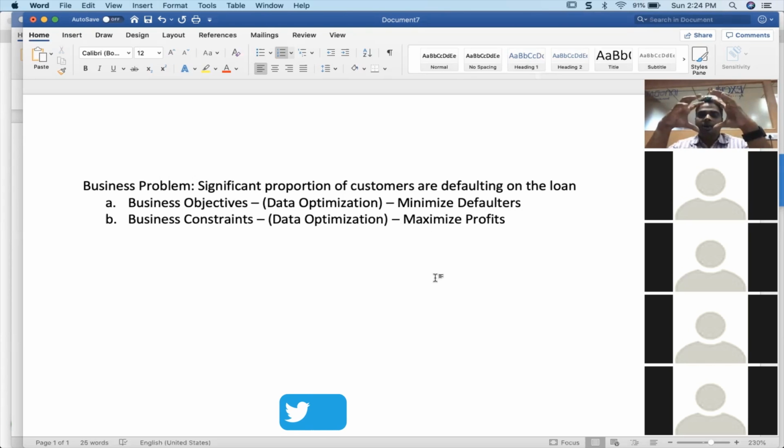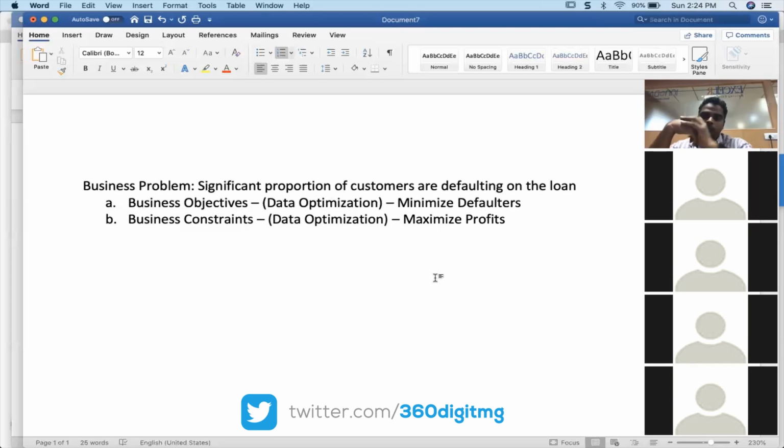Always there will be these constraints which will be levied on you, right? It won't be a smooth sail. Okay, let me try out with another example.